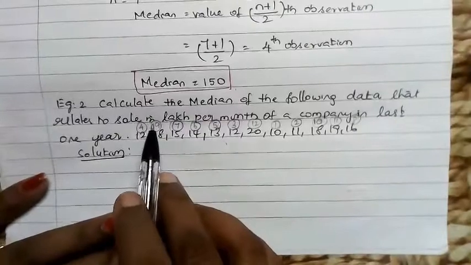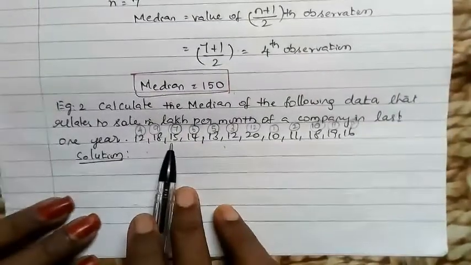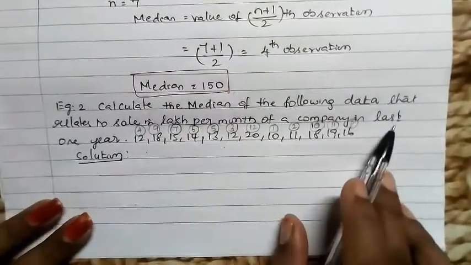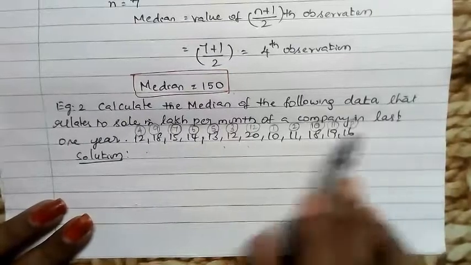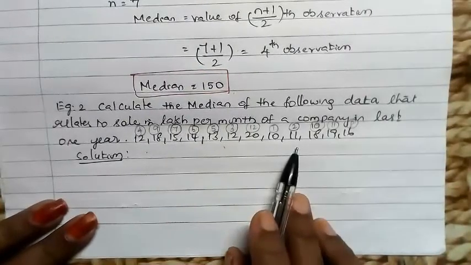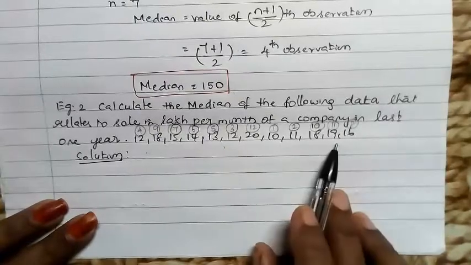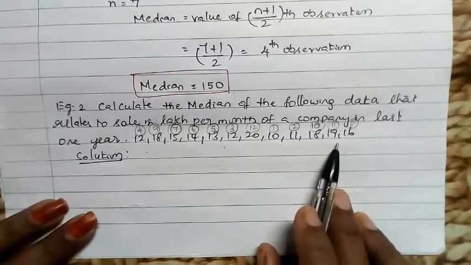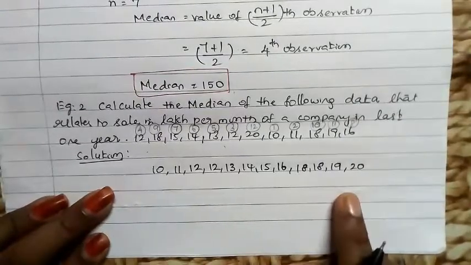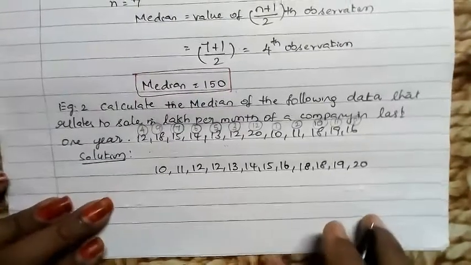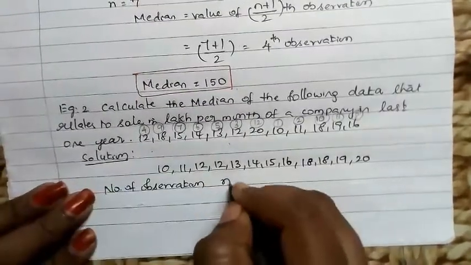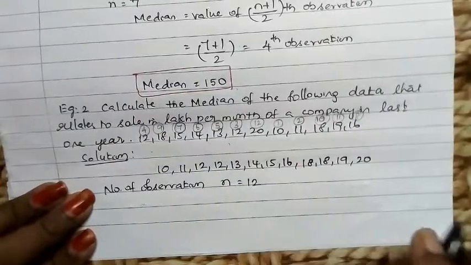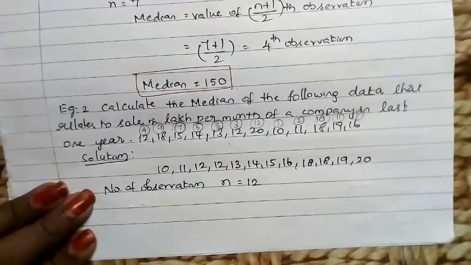Here we have taken another example. This is the sales in lakh per month of a company in the last 1 year, and we have to find out the median for this data. As usual, first we have to arrange this data in ascending or descending order. Now we have arranged it in ascending order. Next is the number of observations. Number of observations n is equal to 12, which is an even number.